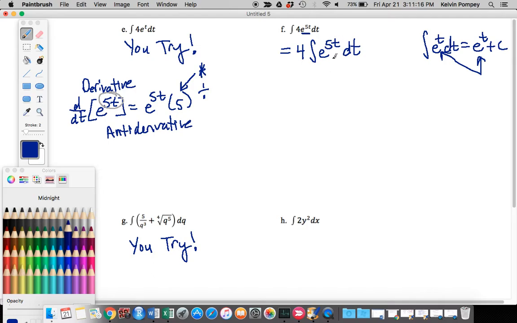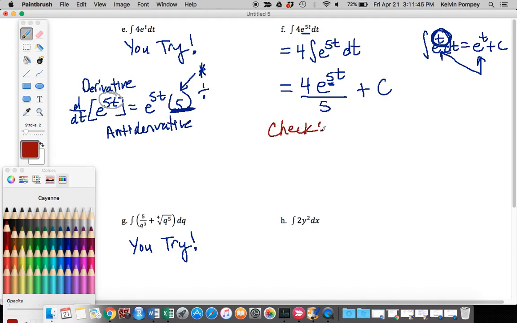And so my antiderivative is sort of going to be the same, but when I don't just have a t there and I have a constant there, when I take the derivative, I normally have to multiply by it. So when I take the antiderivative, I've got to undo that multiplication that will end up happening. So I'm going to divide by that constant that's multiplied by t there, and I'm going to add a plus c for my family of antiderivatives.